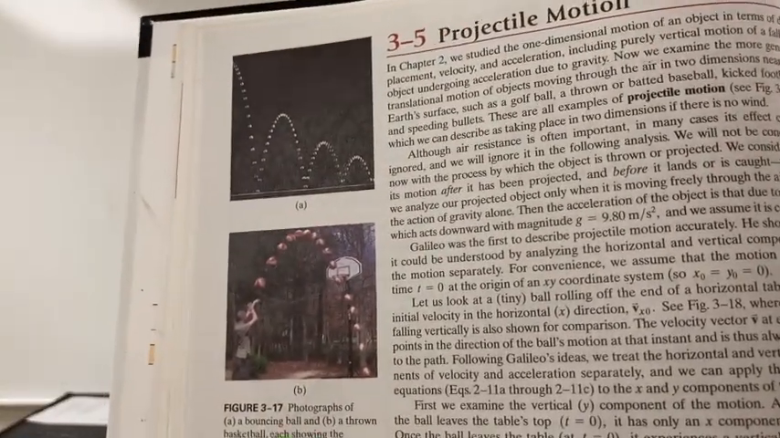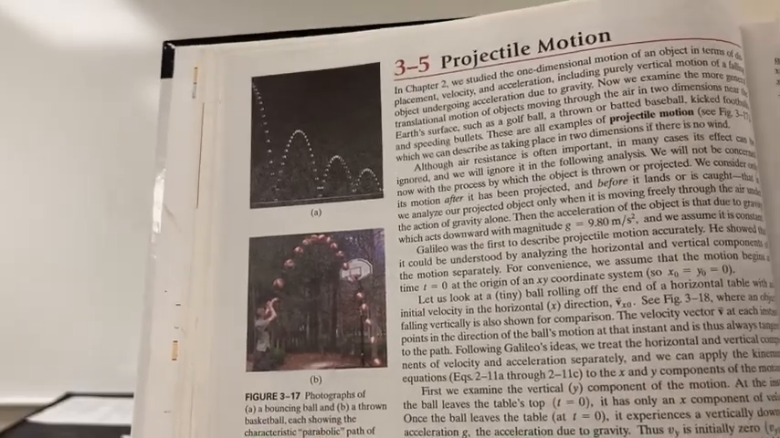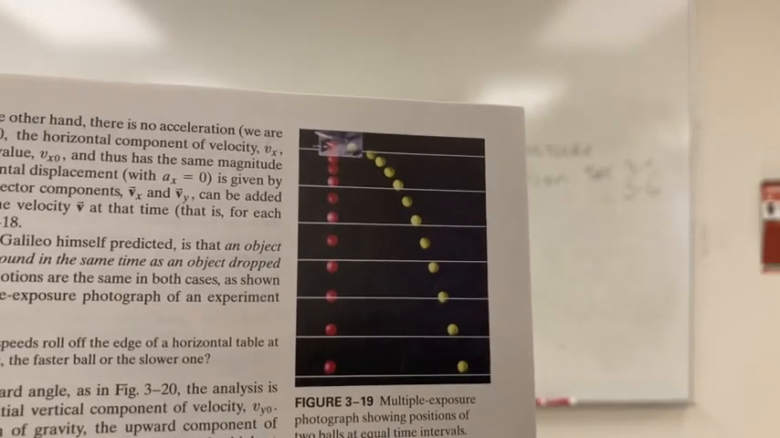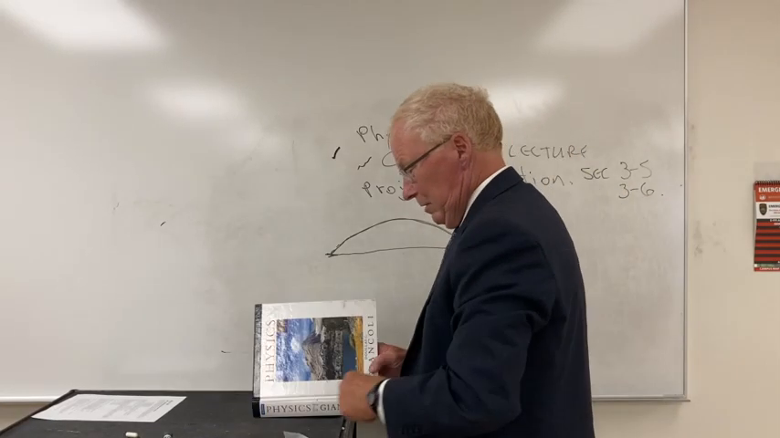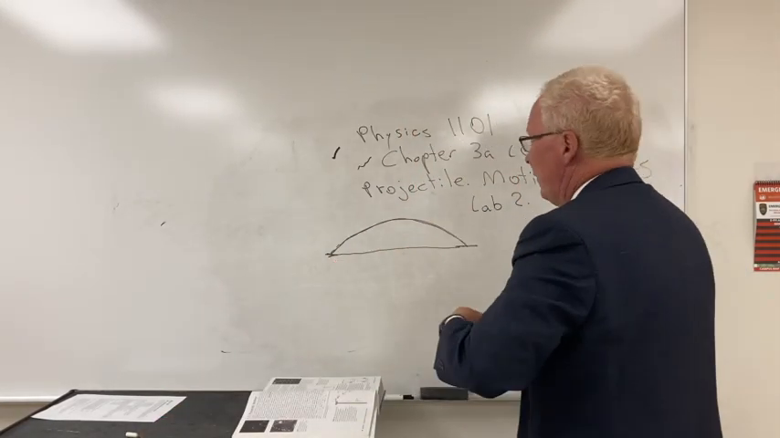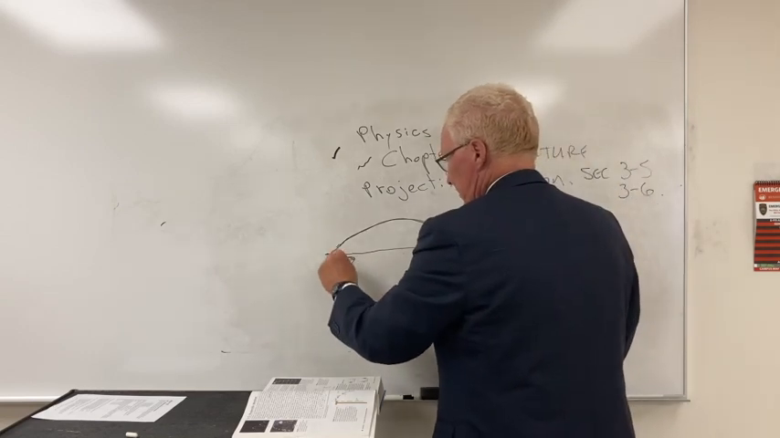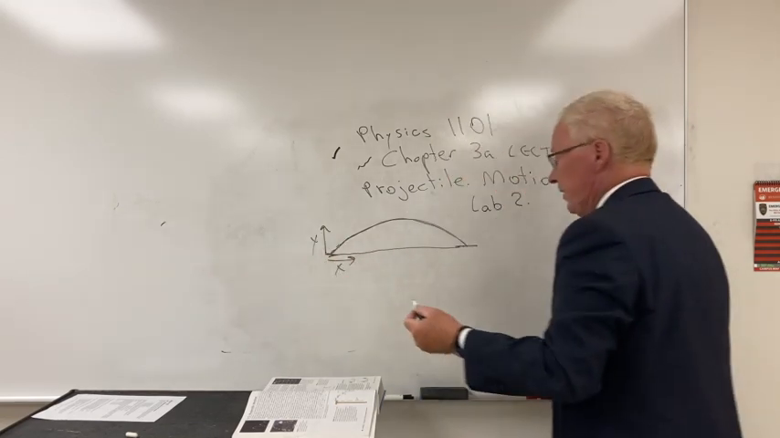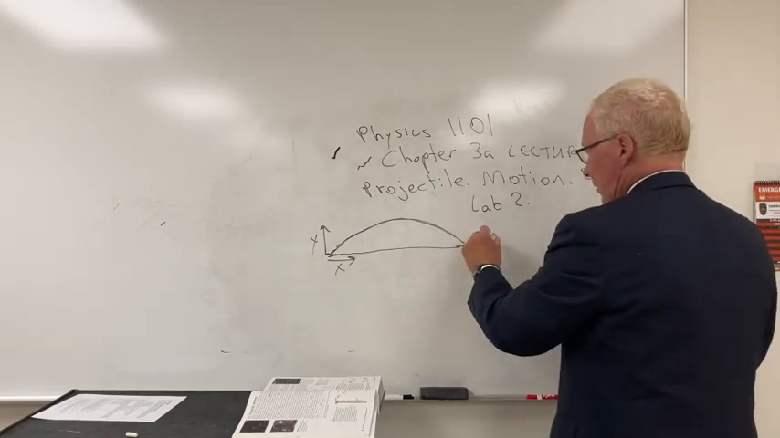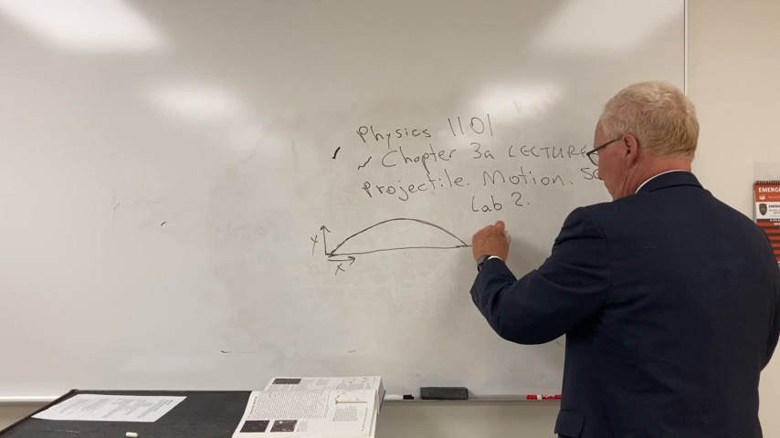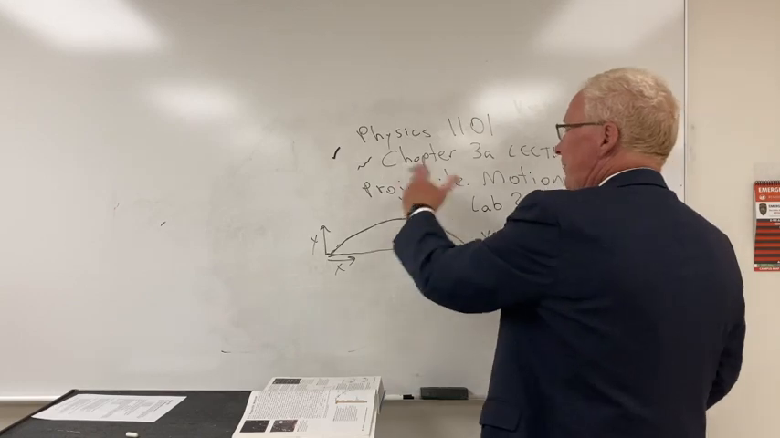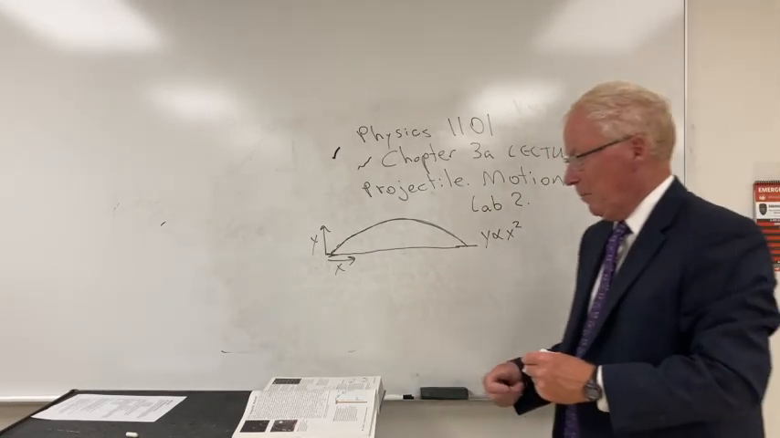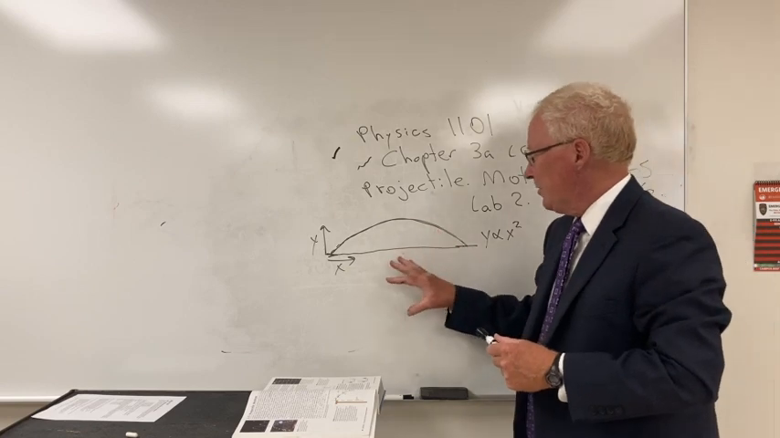So what we have here is projectile motion. If you look at the basketball shot we did, projectile motion follows a parabola. The shape of this graph, where x is in this direction and y in this direction, is a parabola where y is proportional to x squared. That's what you would actually see when you shoot a basketball.